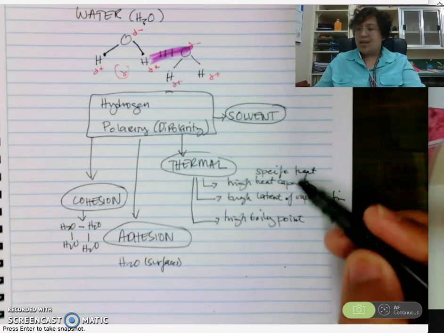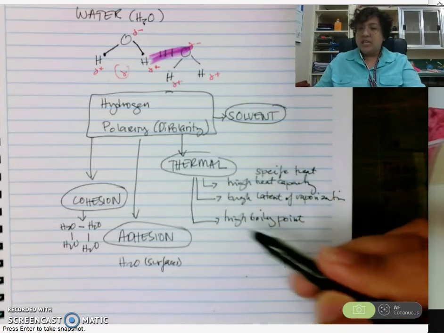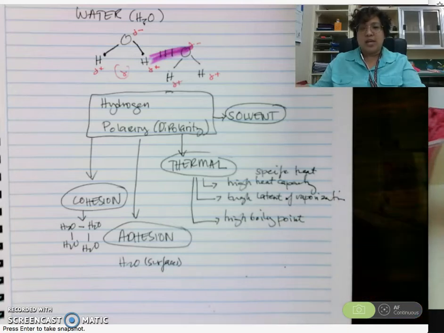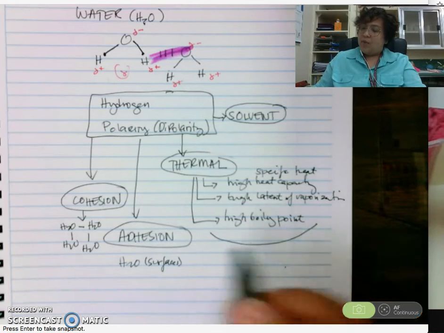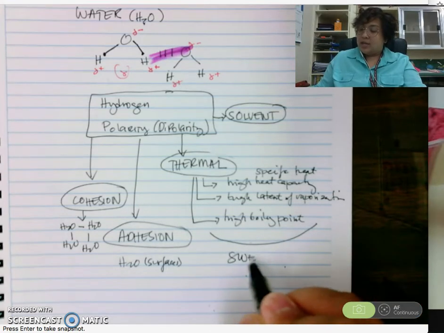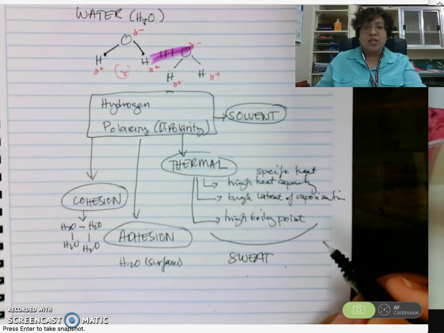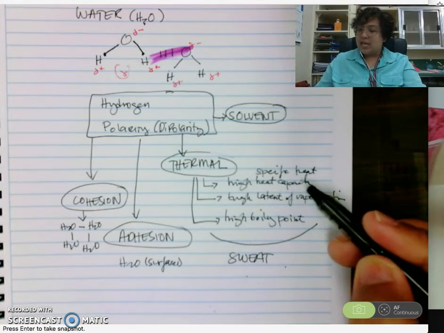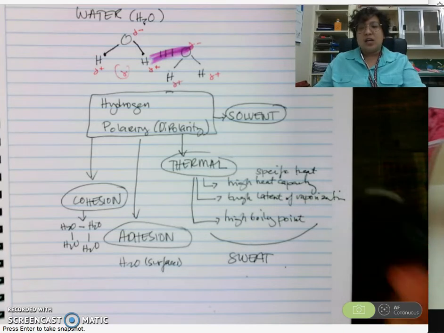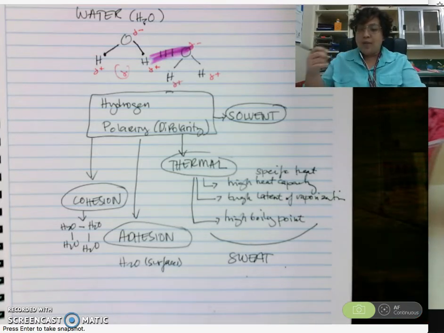Alright, so what is the relevance of all of these properties to, let's say, us in our body? Now, we talked about how your sweat contains water, and since water has a high specific heat, it has a high latent heat of vaporization, and it has a high boiling point.